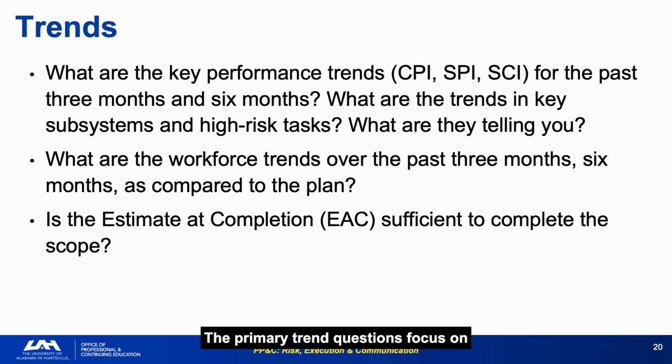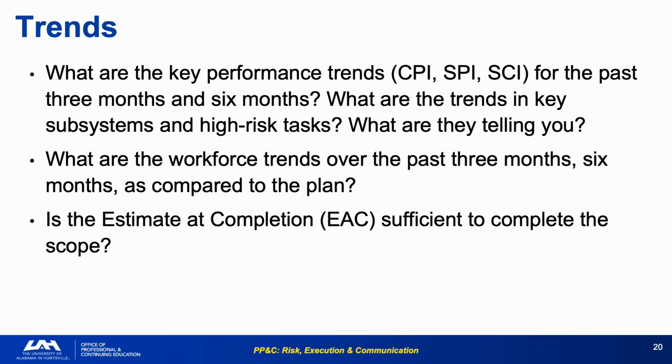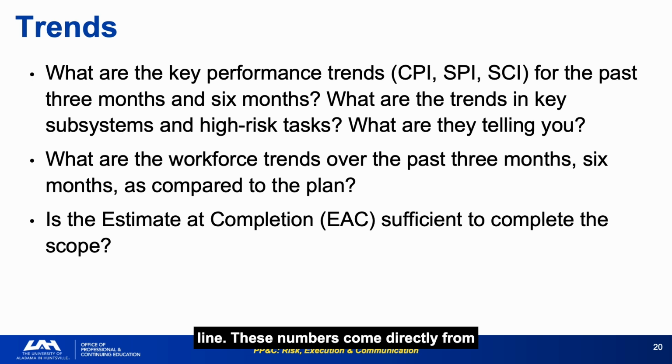The primary trend questions focus on 3 to 6 month CPI, SPI, and SCI performance for key subsystems, workforce trends against plan, and EAC adequacy for the remaining scope, the three most forward-looking questions in the entire checklist. The 3-month horizon is the first indicator threshold, and the 6-month horizon is the no-kidding trend line. These numbers come directly from Kevin Rice's 30 years of practice. They are not arbitrary. The EAC sufficiency question is whether the estimate at completion is sufficient to complete the remaining scope, which is the question that all other trend analysis builds toward. Everything else is leading up to this answer.